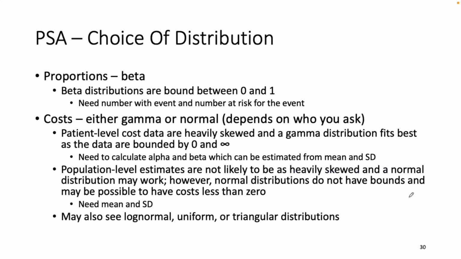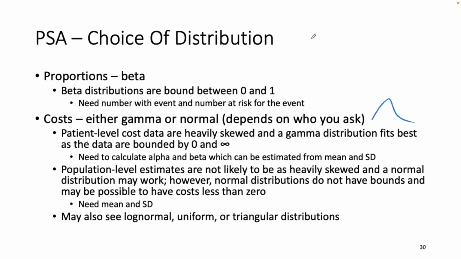So how do you actually go about creating these distributions? There are a lot of ways to do it. There are dozens of different types of distributions. I'm just going to point out some of the most common ones that we use. Anytime we have a proportion or a probability, we have to constrain it between 0 and 1. The most common distribution we use is beta. Costs are commonly modeled as either a gamma distribution or even a normal distribution. A normal distribution looks like a bell curve.